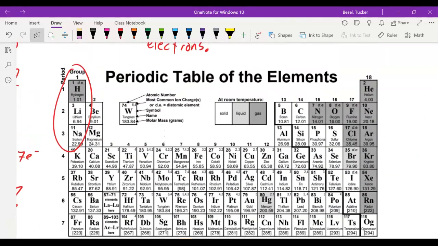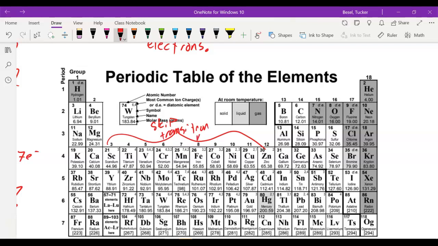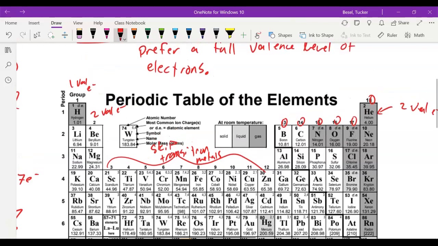Because if you remember in the previous video, I told you we're going to skip the transition metals. But group 1 has 1 valence electron, then 2 valence electrons, and so on: 3, 4, 5, 6, 7, and 8, with the exception of helium. That's 2 valence electrons, right? So that's just a review of before.